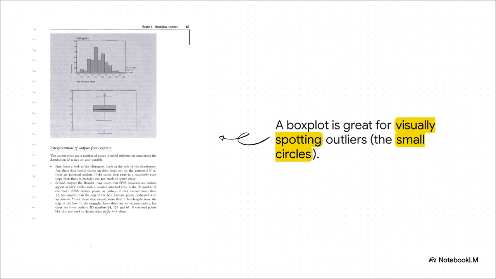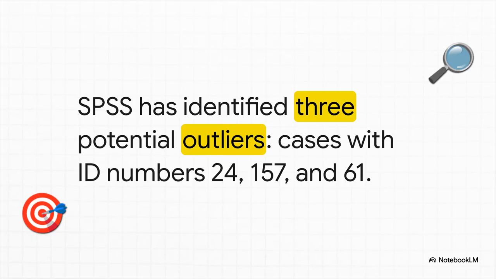That main box shows you where the middle 50% of your scores are. But look closer. Do you see those little circles with numbers next to them? That's SPSS visually flagging those specific cases as potential outliers. Yep, the plot has pinpointed 3 cases for us, the ones with ID numbers 24, 157, and 61. It's telling us these people have unusually high scores on total perceived stress compared to the rest of the group.